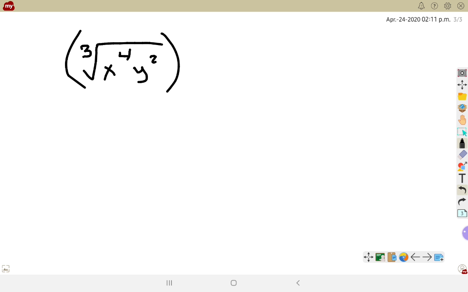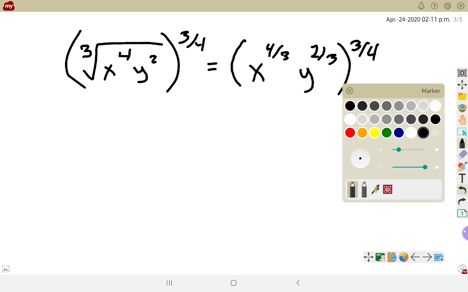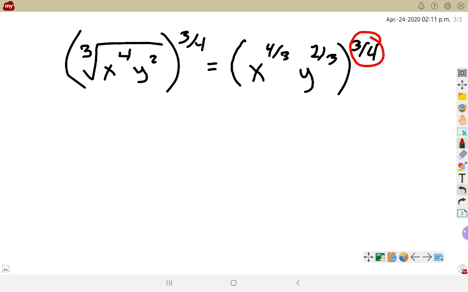Let's say I've got the cubed root of, we'll say, x exponent 4 y squared, and we're going to raise all of that to an exponent of 3/4. So what I'm going to do is take that cubed root, and instead of writing it as a cubed root, I'm going to change it so it becomes x with an exponent of 4/3 times y with an exponent of 2/3. Then I've got that exponent of 3/4 outside, and that exponent is going to multiply both exponents that are now sitting inside the brackets.